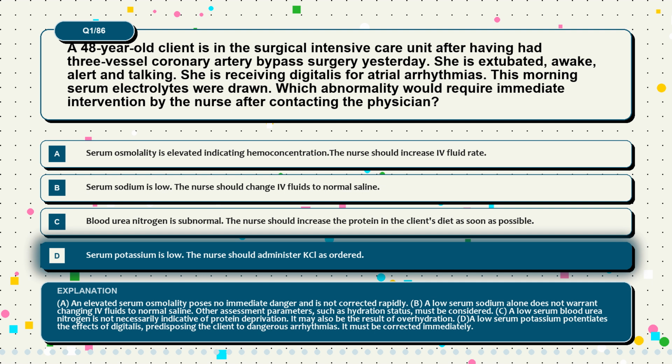C. A low serum blood urea nitrogen is not necessarily indicative of protein deprivation. It may also be the result of overhydration. D. A low serum potassium potentiates the effects of digitalis, predisposing the client to dangerous arrhythmias. It must be corrected immediately.